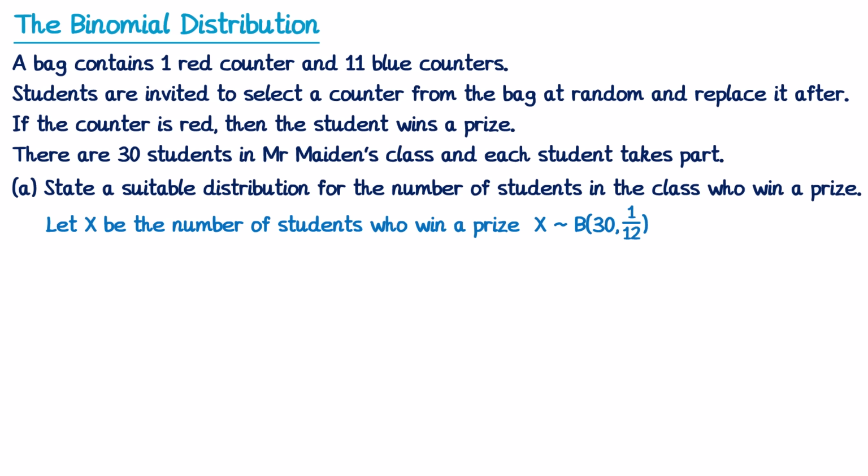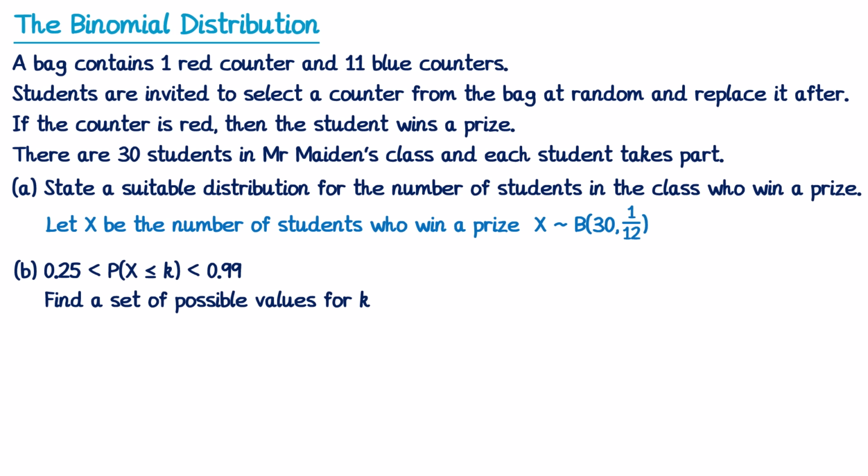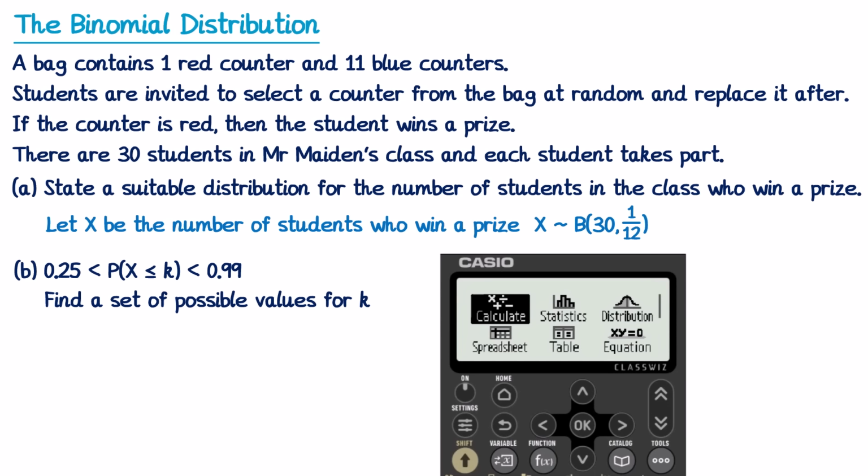In part B of this question, we're told this. The probability that x is less than or equal to k is in between 0.25 and 0.99, and we need to find a set of possible values for k. So this question feels a little bit like it's in reverse. Rather than being given a value and then asked to work out a probability, we're told something about this probability and asked to consider the values. Let's use our calculator to investigate. For this one, we're going to need to use the Binomial CD, since it's the probability that x is less than or equal to k.